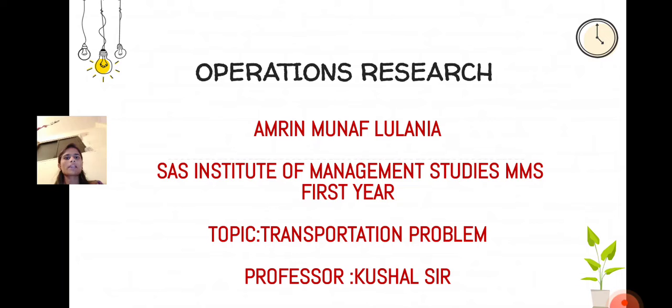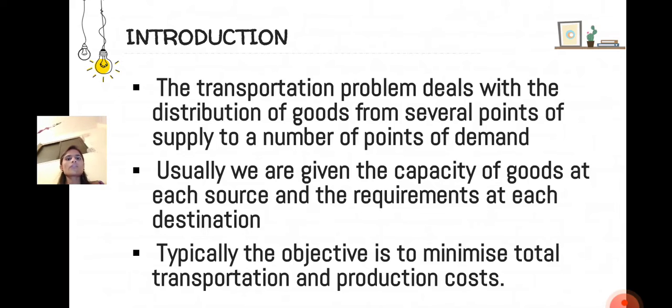Today's presentation topic is the transportation problem, presented to Kushal sir. Now we start with the introduction. The transportation problem involves the determination of the minimum cost for allocating a product from several supply sources to several destinations. The transportation problem is a special class of the linear programming problem, and it deals with the distribution of goods from several points of supply to a number of points of demand. Typically, the objective is to minimize the total transportation and production cost.